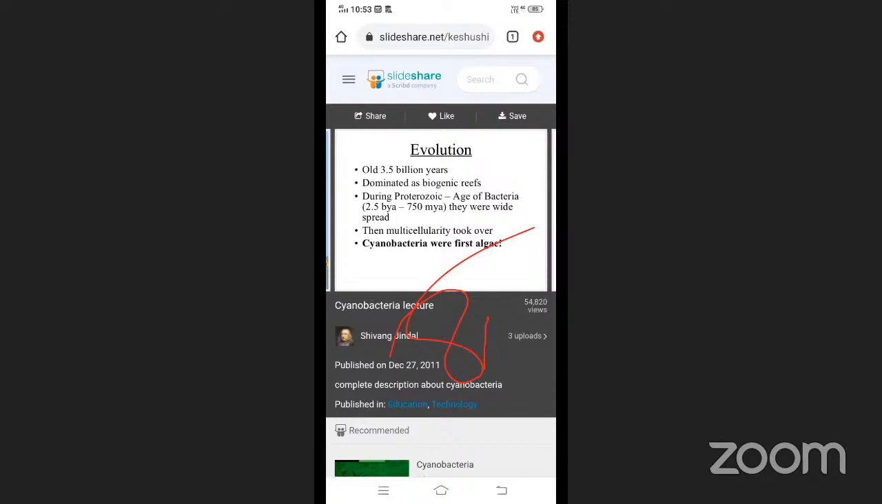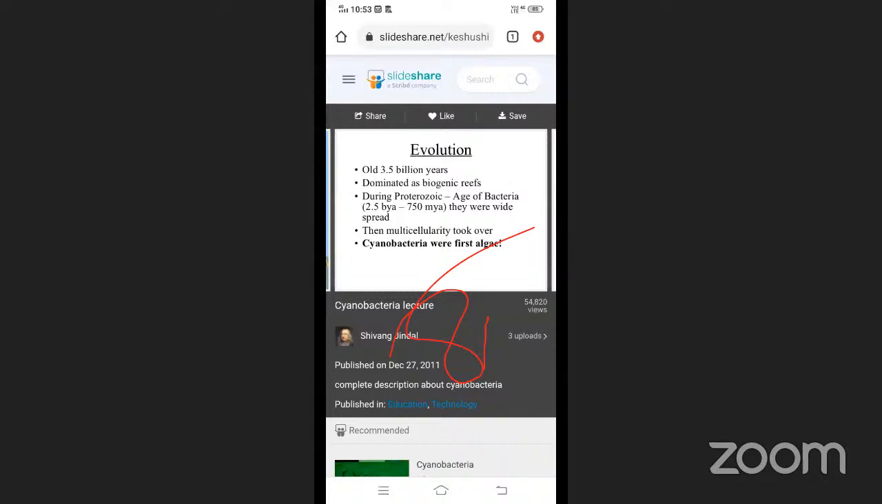Okay, next one is cyanobacteria. Cyanobacteria, in the family, we call blue-green algae, BGA.